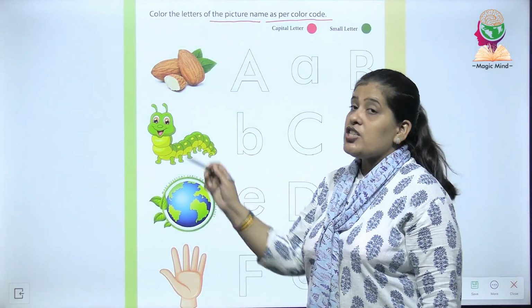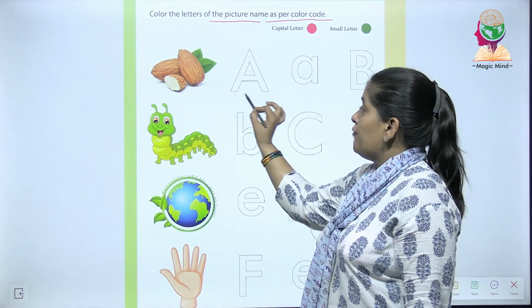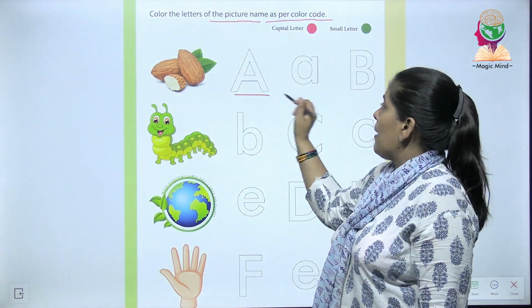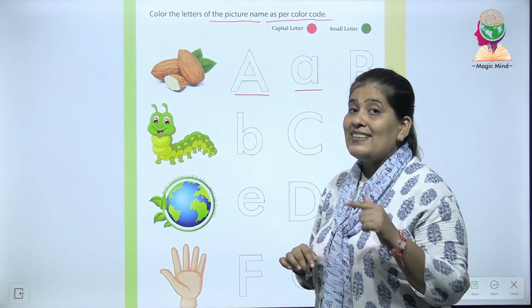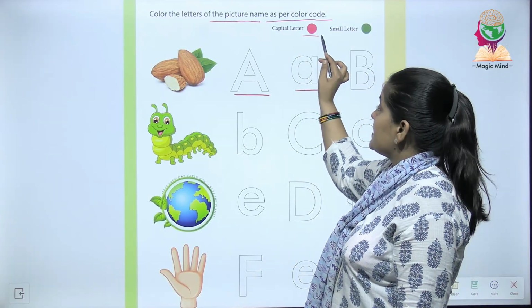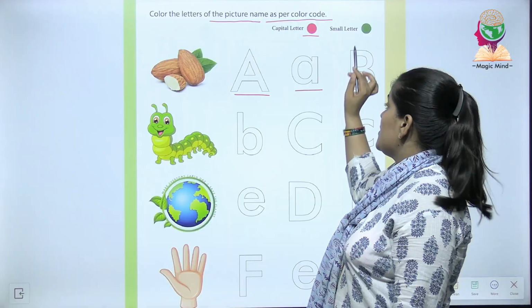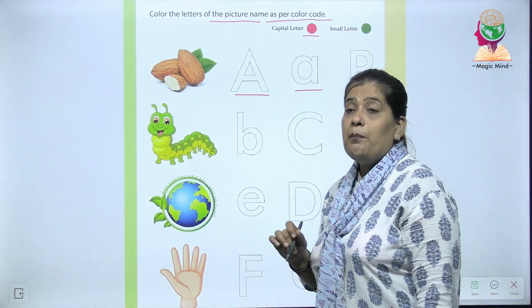This is a picture of almond. A for almond. This is capital A and this is small a. Now you have to color these letters. Capital letter with color A and small letter with color B.